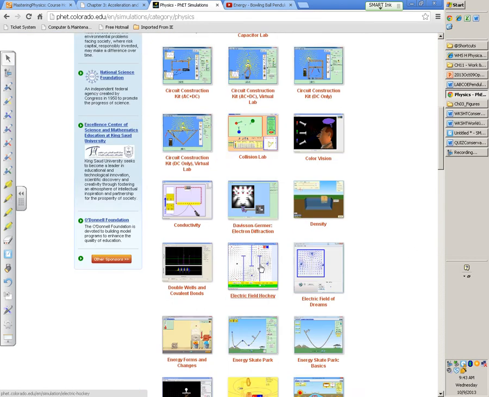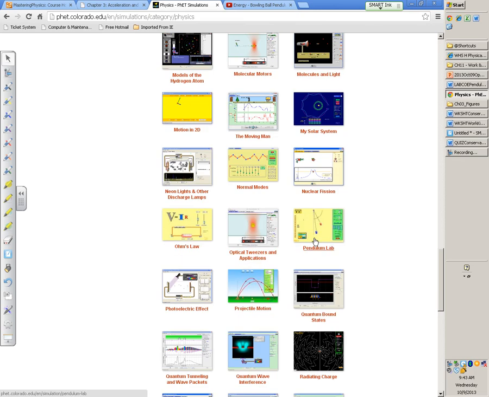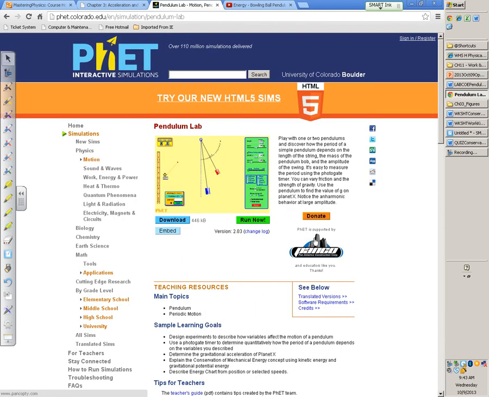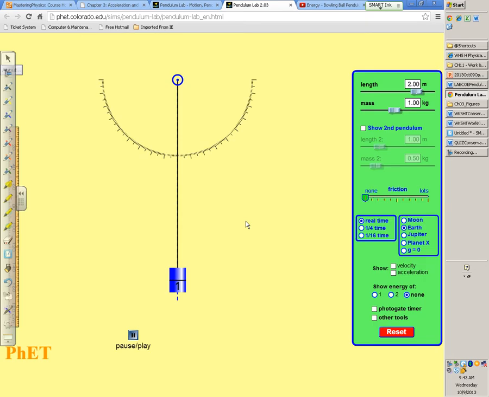And underneath physics, there's one that is the Pendulum Lab. I am going to run that Pendulum Lab now. So, there's the Pendulum Lab. Okay? I'm going to start off by taking the bob of this pendulum and pulling it up to 45 degrees off of where it came from. And then I am going to let it go. And it's going to go like this. Okay? Great.